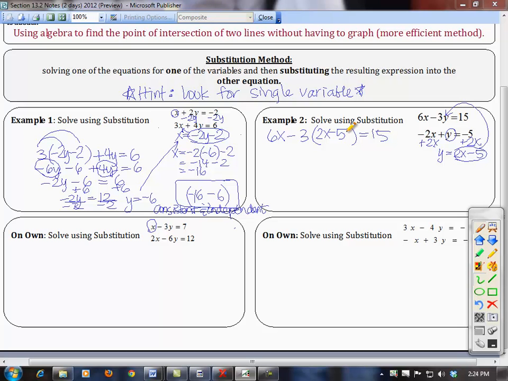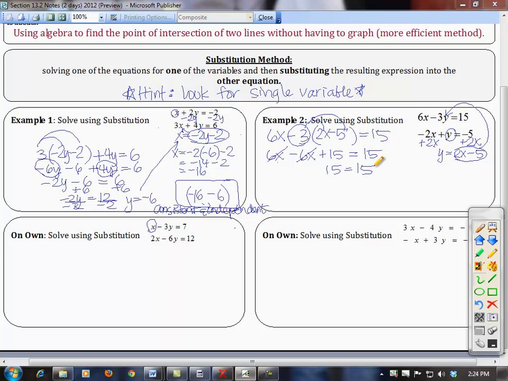Okay, now I'm back to chapter 1 again. This negative 3 is going to get distributed. So I have a 6x in front. Negative 3 times 2x is negative 6x. Negative 3 times negative 5 is a positive 15, equals 15. If you notice, 6x minus 6x, these cancel because you have one positive and one negative. So what I'm left with is 15 equals 15.